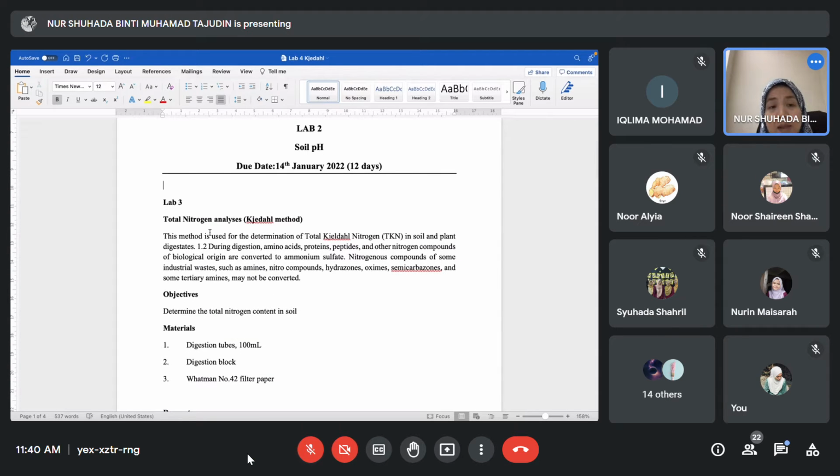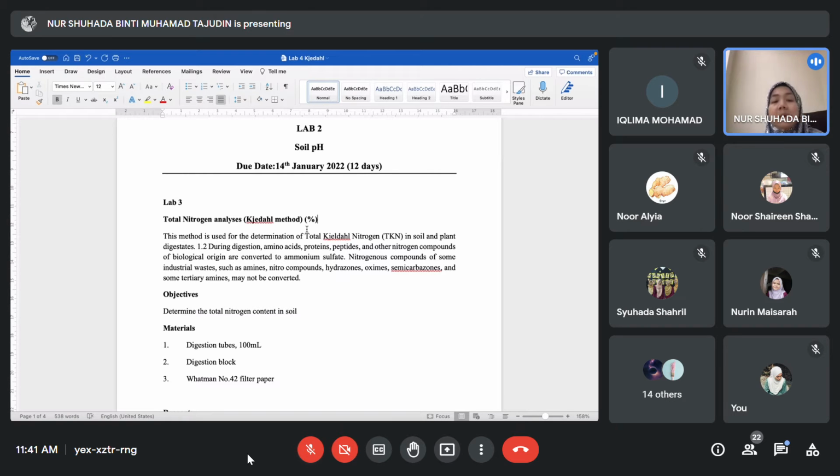Actually this method is to determine the nitrogen content. Nitrogen content selalunya kat dalam soil, it should be around 0.2%, tanah dia kena ada nitrogen. Usually nitrogen is expressed in percentage.